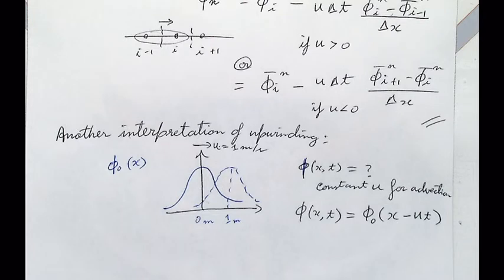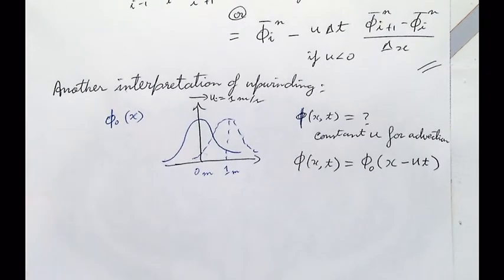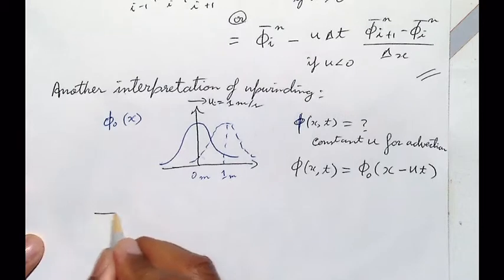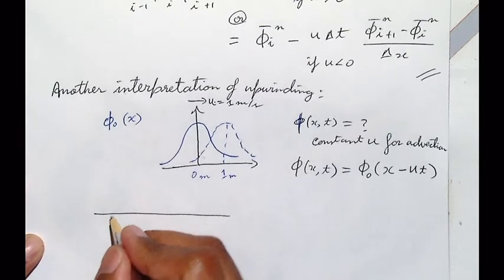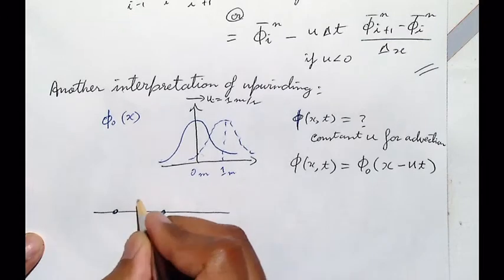Since we've been talking about cells, we can think of it in the same way. So let's draw some finite volume cells. Let's just draw 2 of them.